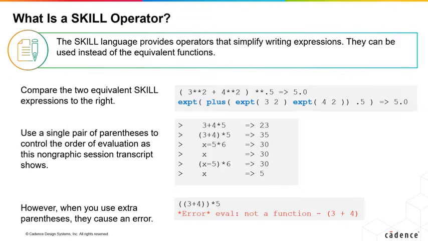Next, you can use a single pair of parentheses to control the order of evaluation, as this non-graphic session transcript shows. Note that assignment has the lowest priority and would be evaluated last, but even that can be overridden with parentheses.